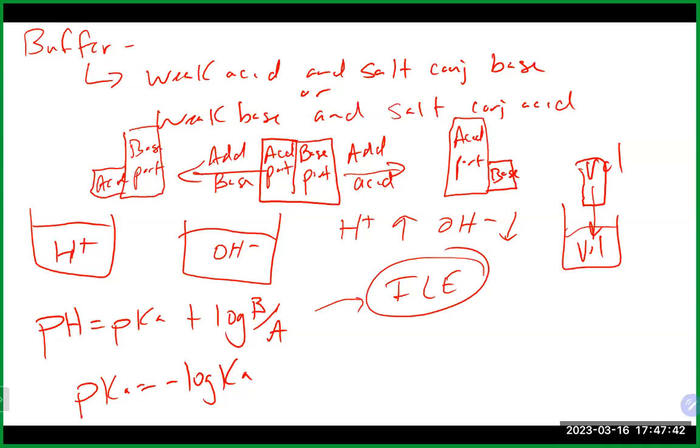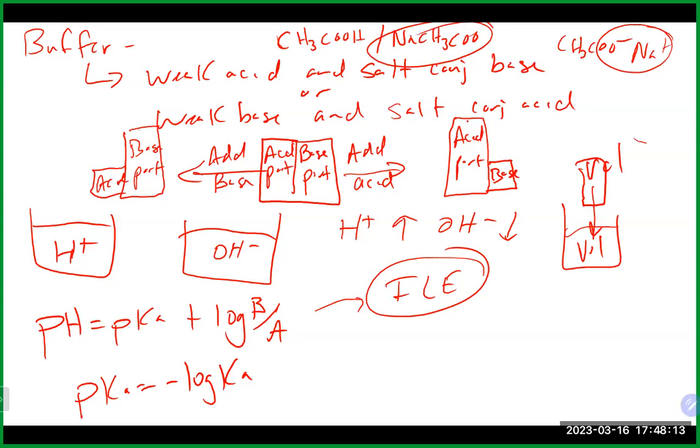It means it has a spectator ion on it. So for example, acetic acid would be the weak acid. Sodium acetate would be the salt of its conjugate base. Its actual conjugate base is the acetate ion. What makes it a salt is that it's an ionic compound. That's what a salt is, just an ionic compound. So it has this sodium ion there to balance out the charge. So that's what it means.